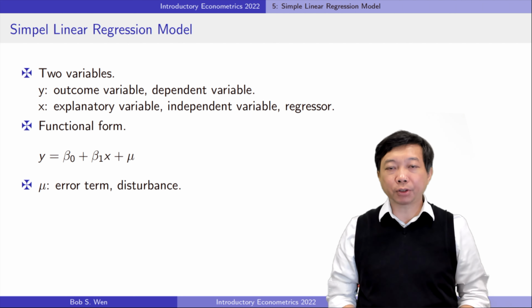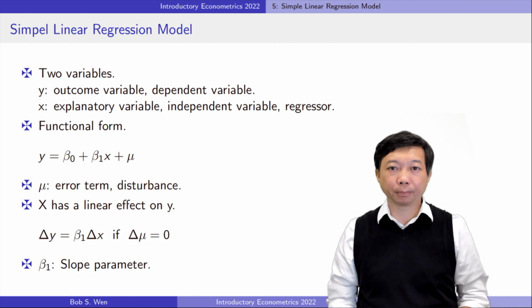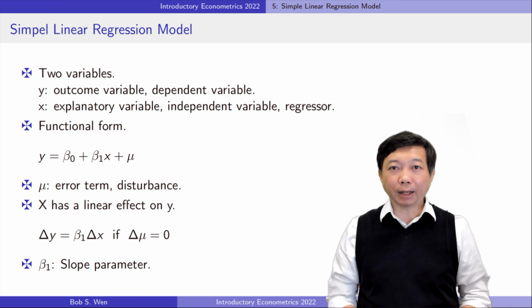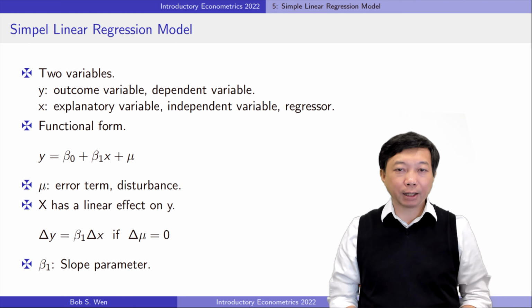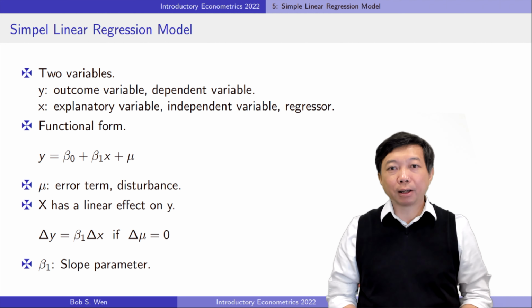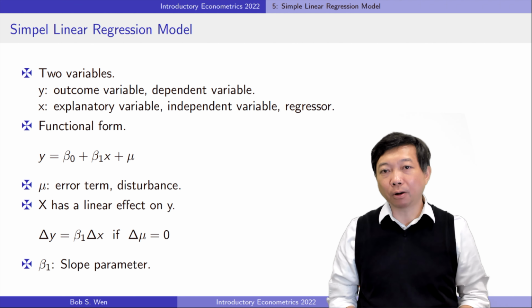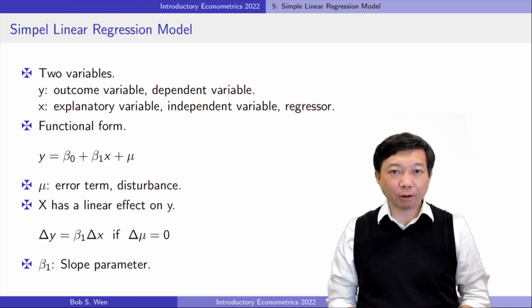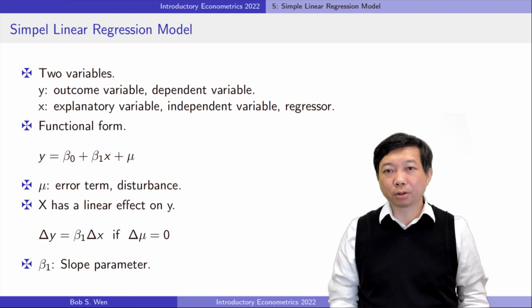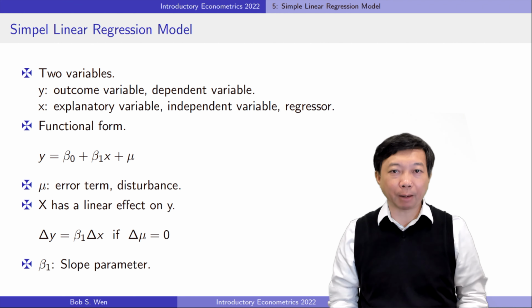If we can hold constant the unobserved relevant factors in the error term, that is, the change in the error term is 0, then x has a linear effect on y. Delta y equals beta 1 times delta x. Beta 1 is what we are usually interested in because it is the explanatory variable's effect on the outcome variable. Beta 1 is called the slope parameter, while beta 0 is the intercept parameter.